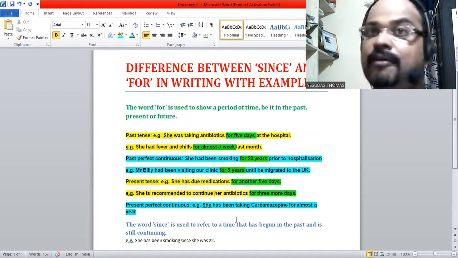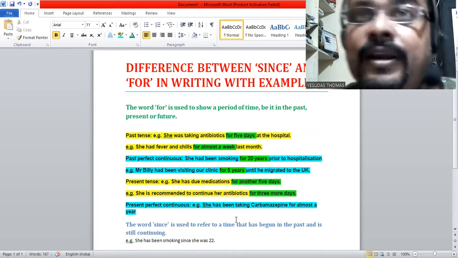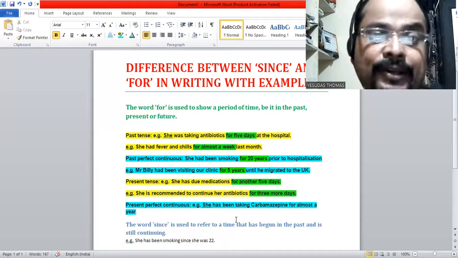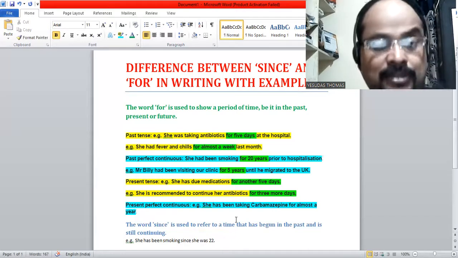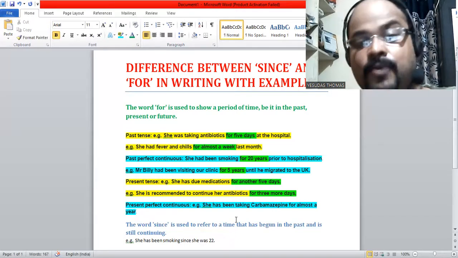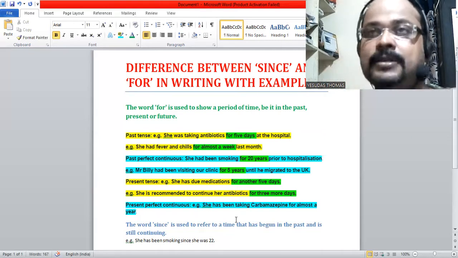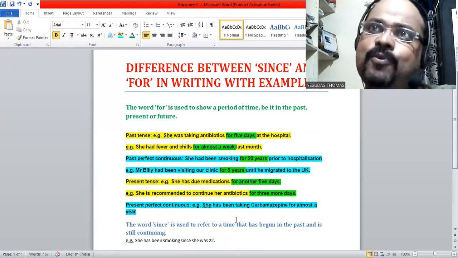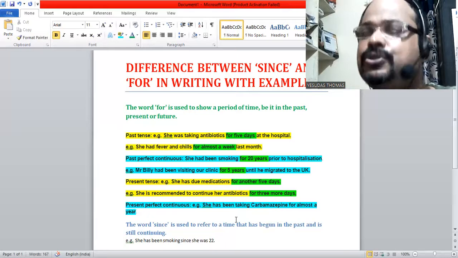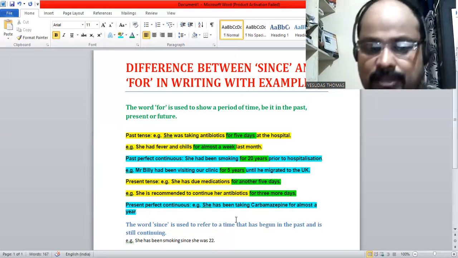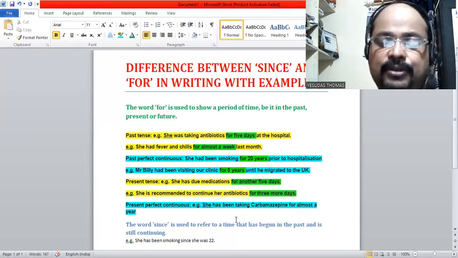So we use for in future tense, but we don't use it commonly in OET letters, so we don't need to discuss those things. Where we commonly use it, there I have given specific examples. Yes, these are the places where we are required to use for. I have given two examples there. This is the last example, present perfect continuous.